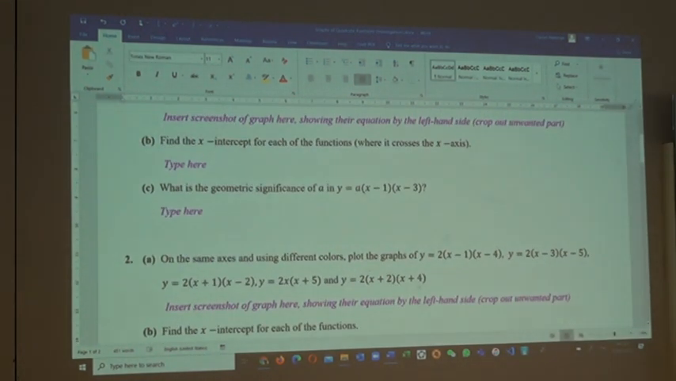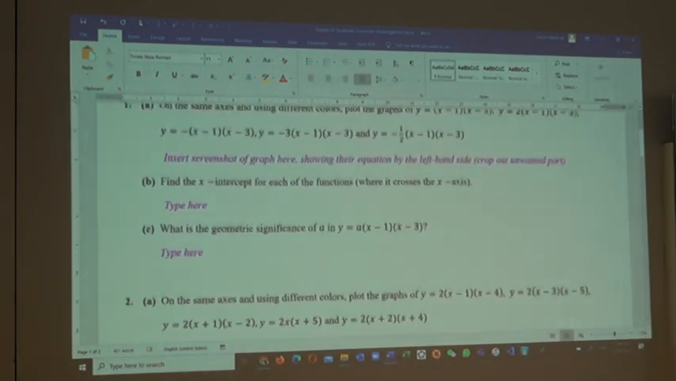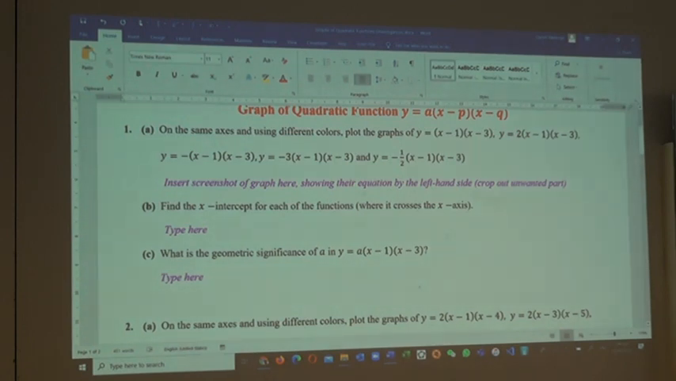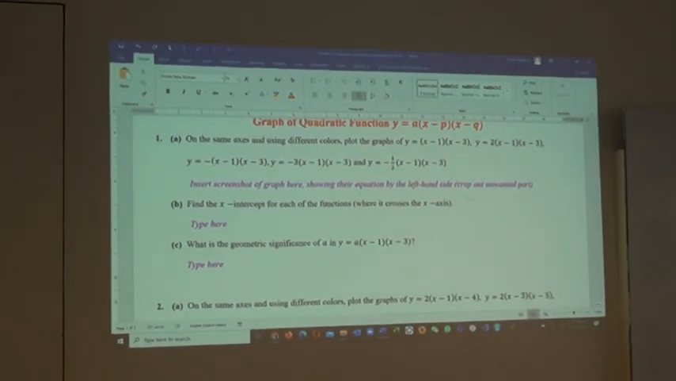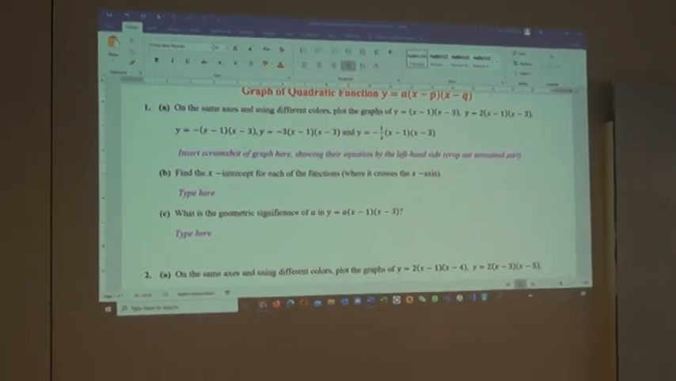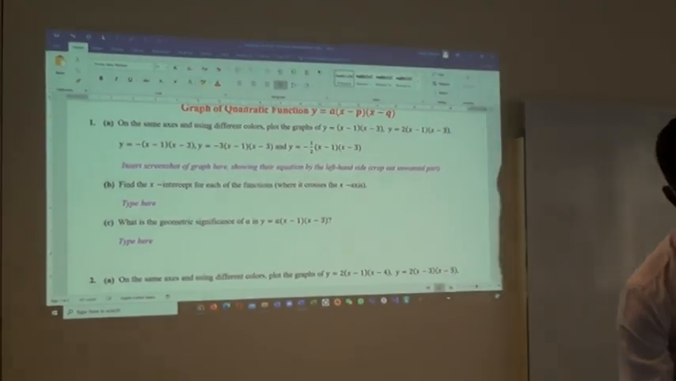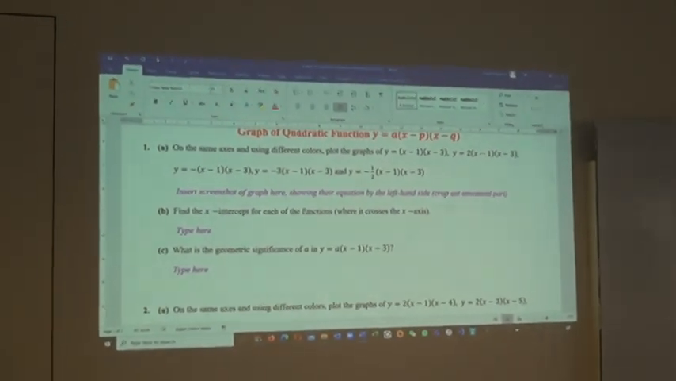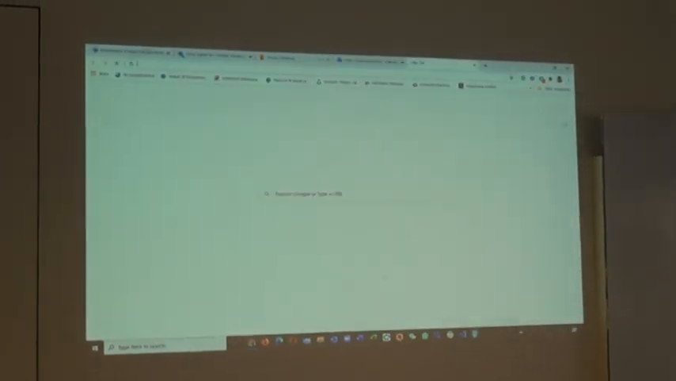Then the next thing I asked is, what is the significance of A? So what I want you to notice is that the bigger the value of A, the narrower the graph becomes. And if A is positive, you have a minimum curve in this form. Maybe I demonstrate.